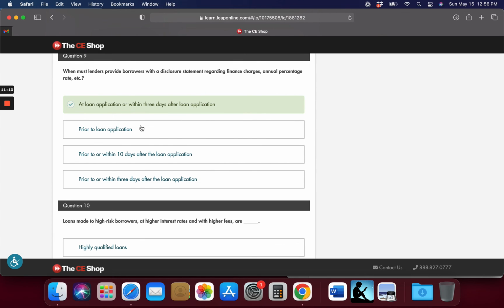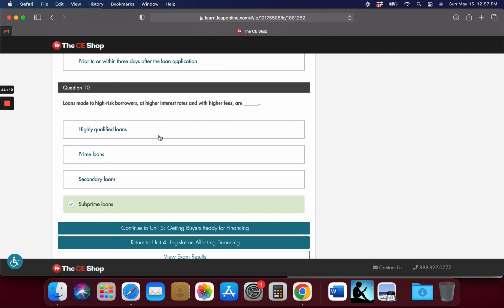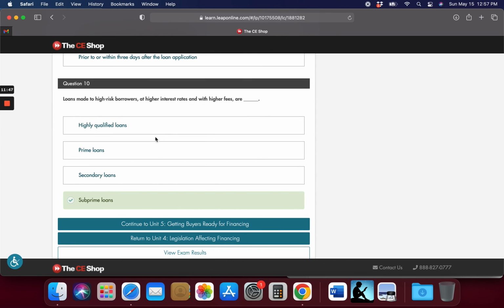Most of us already know this. Some of these are pretty tricky, like this one. I knew it was 3 days, but I didn't know if it was prior to or at the loan application. But if it's prior to the loan application, it could change. Finances, charges, APRs could change if you're giving somebody a quote prior to the loan application. So that's why I went with at loan application on this one. Loans made to high-risk borrowers are subprime loans. Totally guessed on that one. Did not know if it was highly qualified, prime.